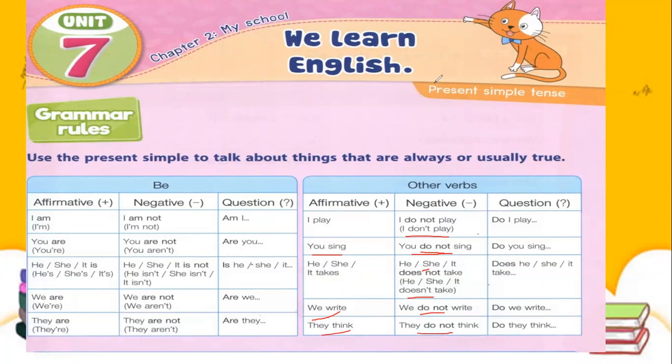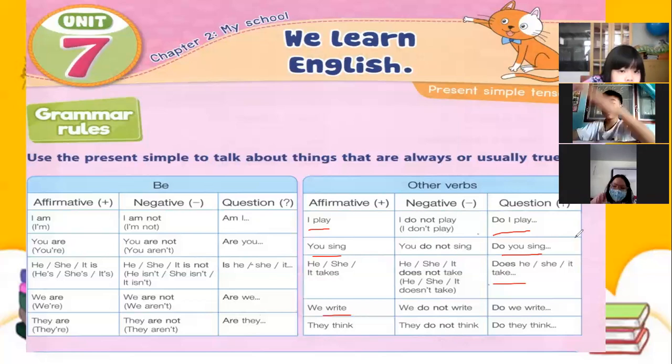Okay. So now similar sentence, if you like to make question. Okay. So I play. If you like to ask a question, do I play? Similar, you sing. So do you sing? And she, he, she, it takes. So does he take or does she take? Right? Then we write. So question would be, do we write? The last one, they think. So question would be, do they think? But don't forget to put the question mark at the end of the sentence. Okay, students, you understand that?